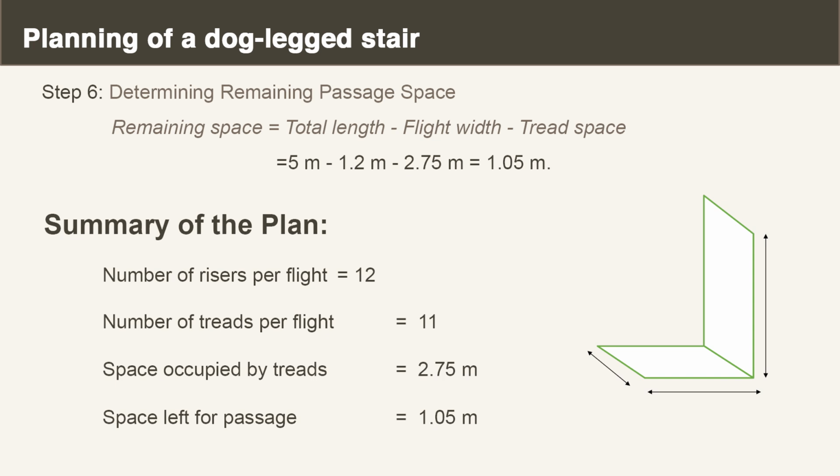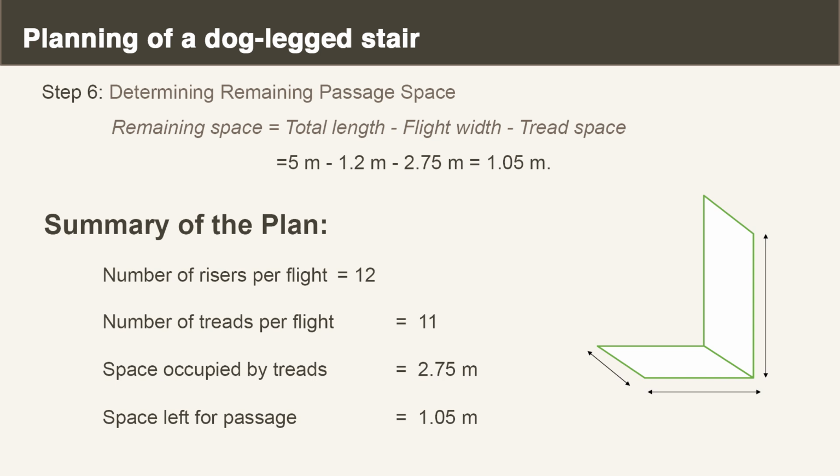Finally, we calculate the remaining space for the passage in the stair hall. This space is the total length of the stair hall minus the width of one flight and the space occupied by the threads. Therefore, the space left for the passage is equal to 5 meter minus 1.2 meter minus 2.75 meter, which gives 1.05 meter.